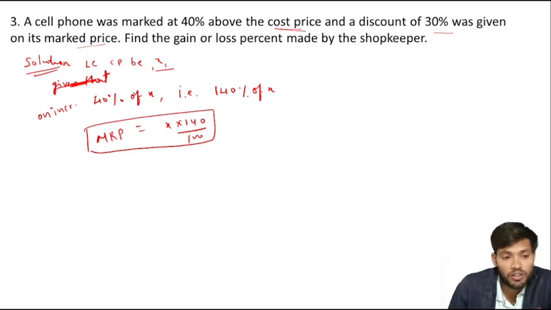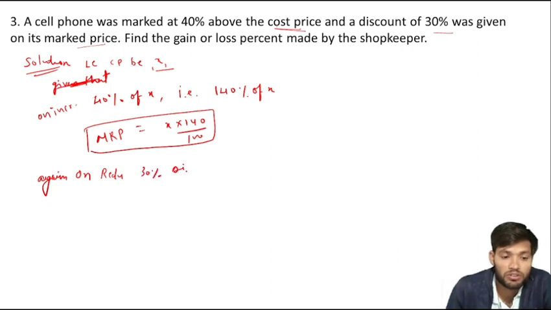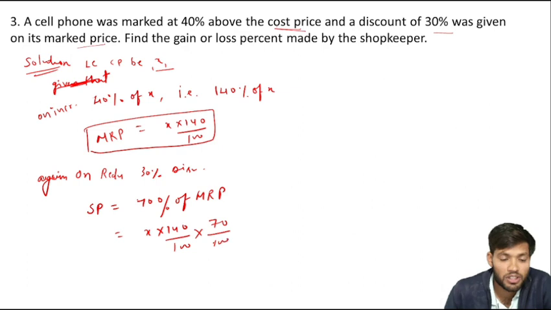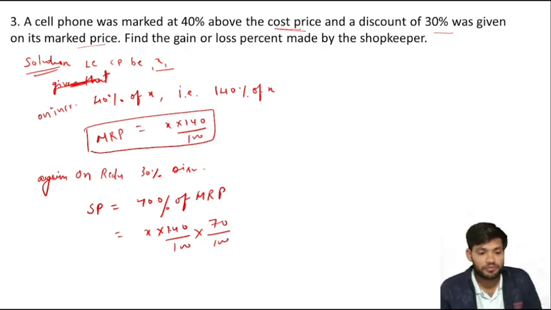Now on reducing 30% discount, selling price will equal 70% of MRP. It means what is MRP? X into 140 upon 100 is MRP, and it's 70%. So this is the selling price.